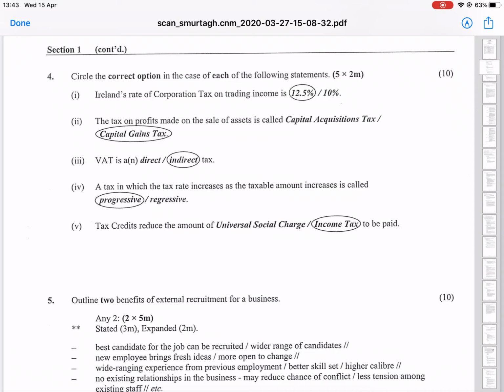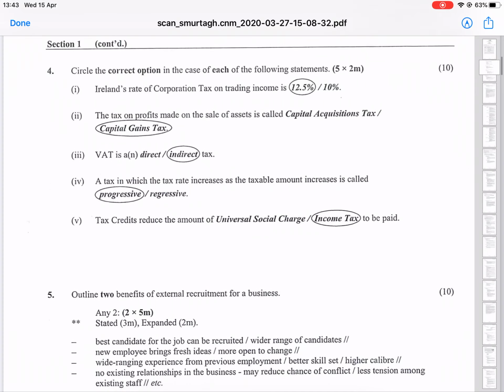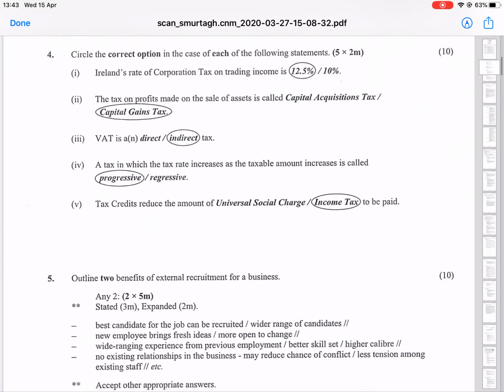So progressive taxes: the more you earn, the more you pay. Regressive taxes actually leave you with less money because it is the same tax for all. VAT is a typical example of that. So tax credits then, they reduce the amount of income tax, and we had a number of tax credits from looking at the tax chapter in Unit 4.